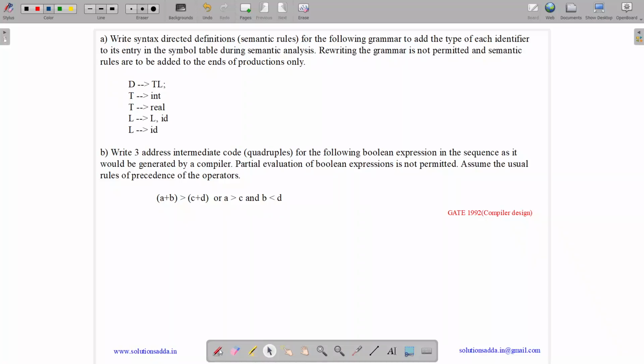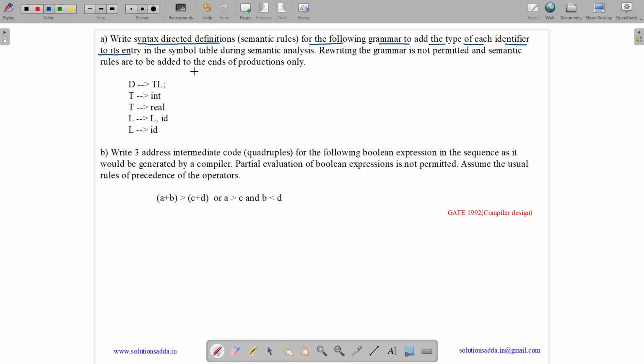This question belongs to compiler design subject and was asked in GATE CSE 1992. So the question states, write syntax directed definitions, which means SDD or the semantic rules, for the following grammar to add the type of each identifier to its entry. So what is an SDD? SDD is nothing but there are some rules written to the right of the grammar to check for the semantic correctness of a program. So we are for the grammar to add type to each identifier to its entry in the symbol table. So we have to write the semantic rules to define the type of each of the identifier during semantic analysis.